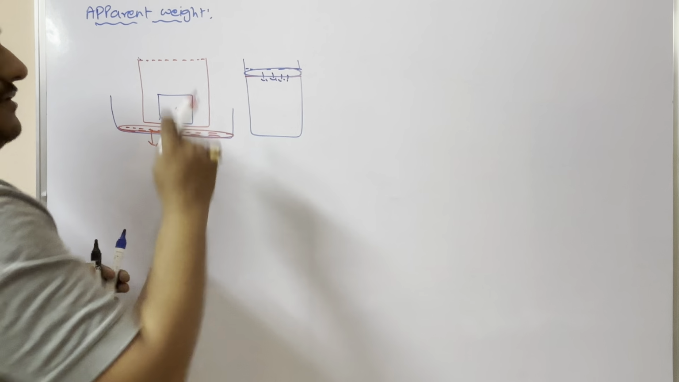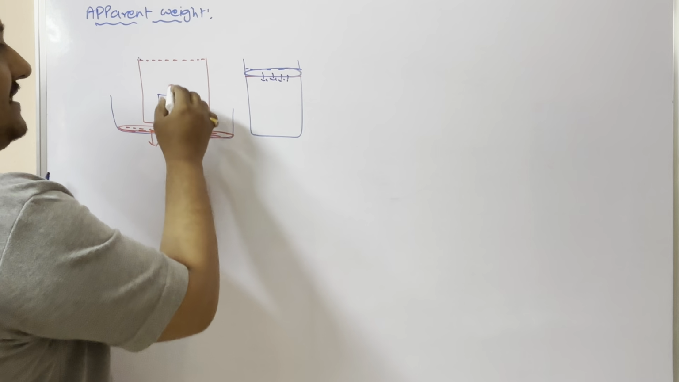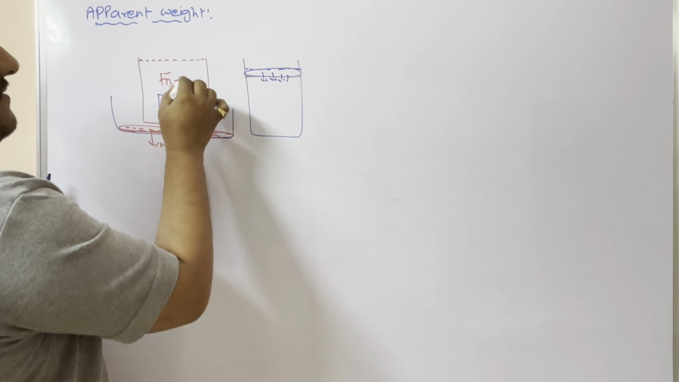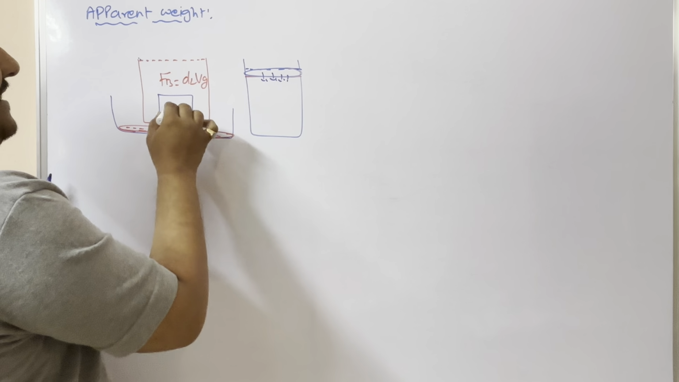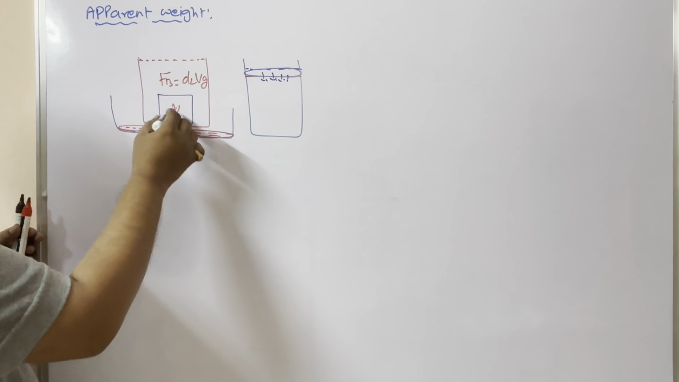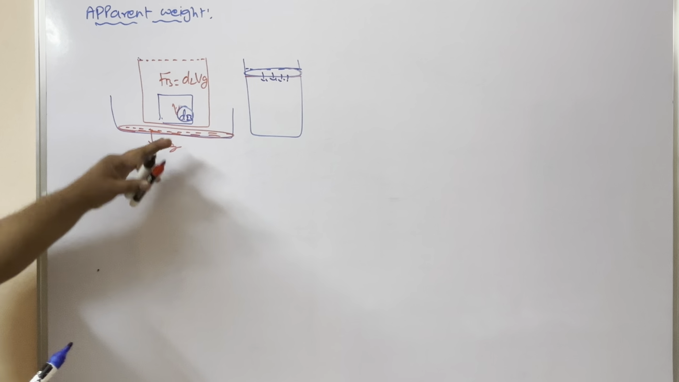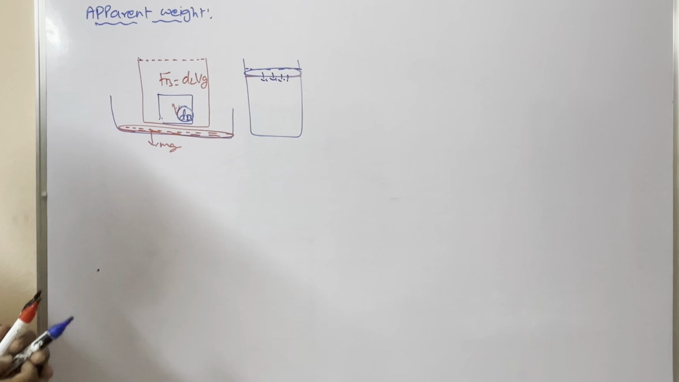According to this only, we are equating it as buoyancy force. What is the buoyancy force? We said FB is equal to dl Vg. V is volume of the object. dl is density of the liquid. Next, here we will be having density of the body. By using that, we are going to get apparent weight.